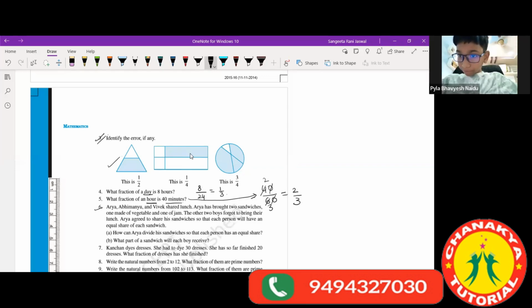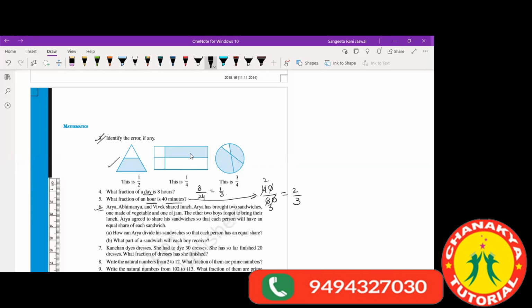Our next question is question number 6. Arya, Abhimanyu and Vivek shared lunch. Arya has bought 2 sandwiches, one made of vegetable and one of jam. The other two boys forgot to bring their lunch. Arya agreed to share his sandwiches so that each person will have an equal share of each sandwich. You understand the question? Now, other two friends, they did not bring their tiffin. Okay?